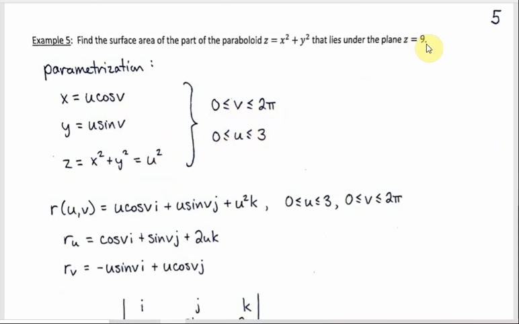There's this constraint right here of being underneath the plane z equals 9. Because if u is 3, then you're going to get 9. Now that we've got the parameterization all set up, I think we can start going. So here it is, r of u, v, right?